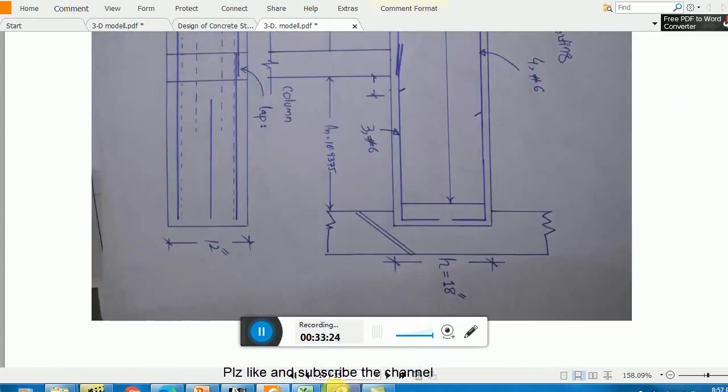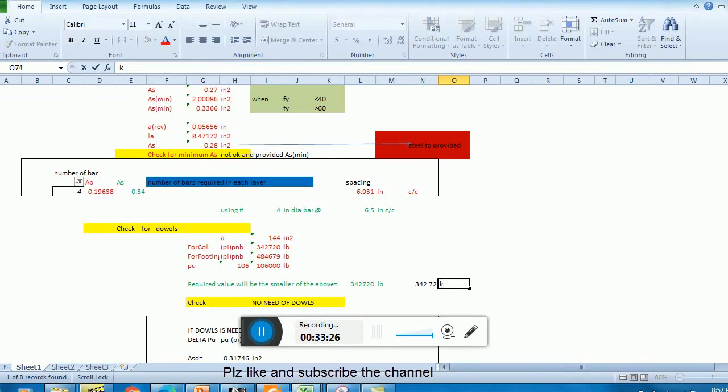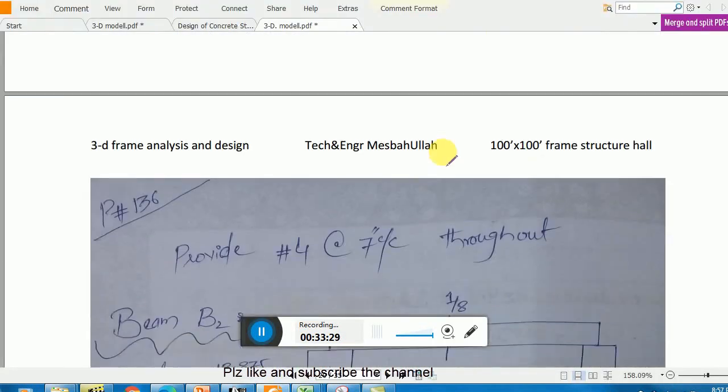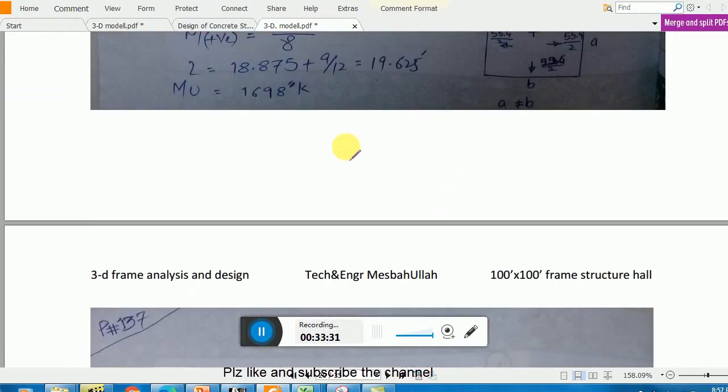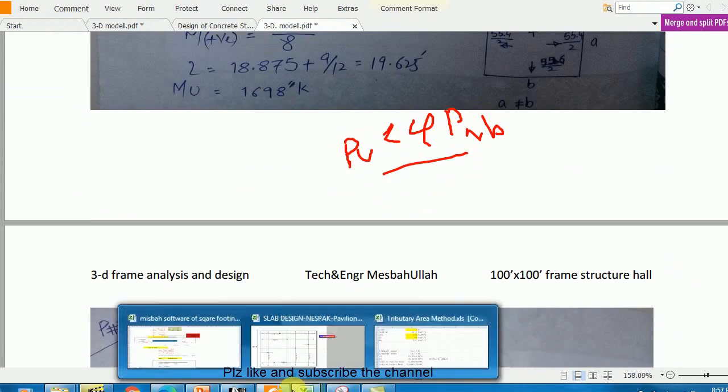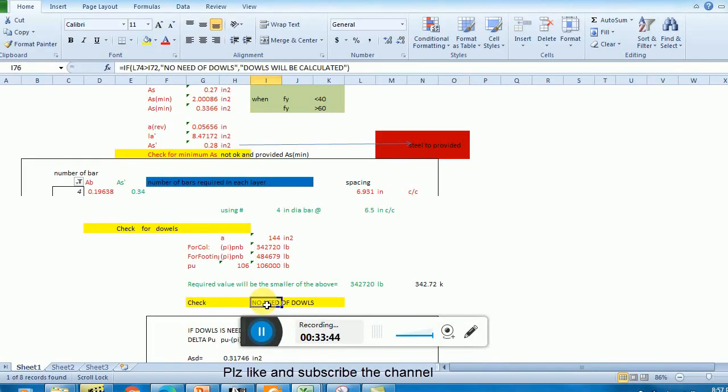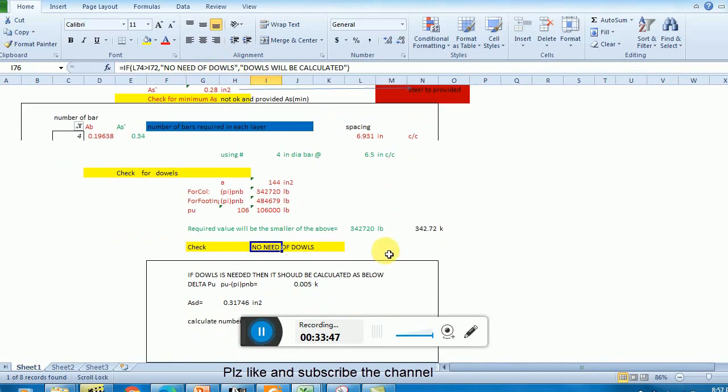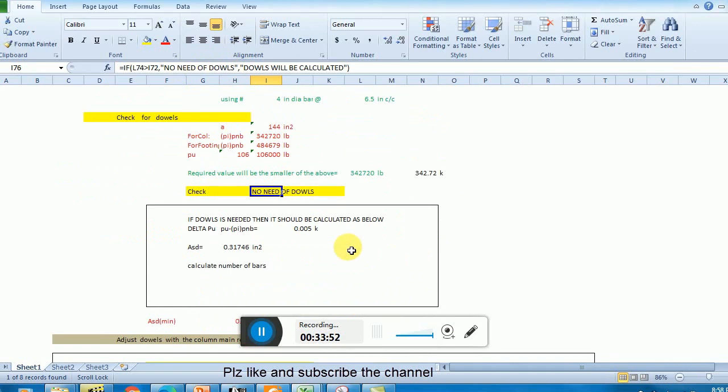This is very important. And next I write down that PU is less than my phi Pnb, that is the bearing pressure. So that's why we are safe. We practically need no dowels, and you see that no need of dowels. I insert the IF formula here. So you understand how to use the IF formula.